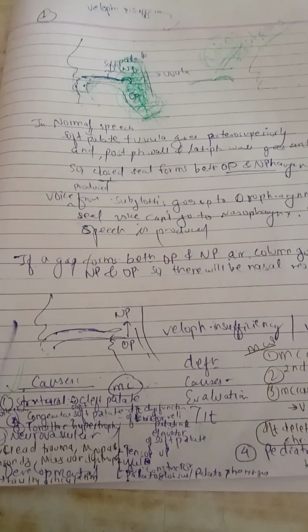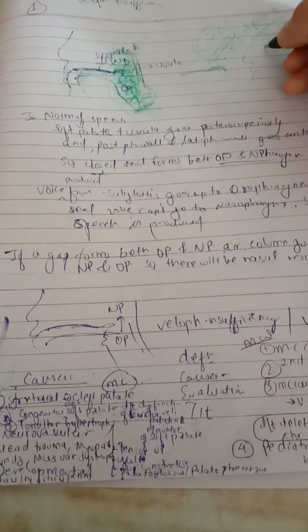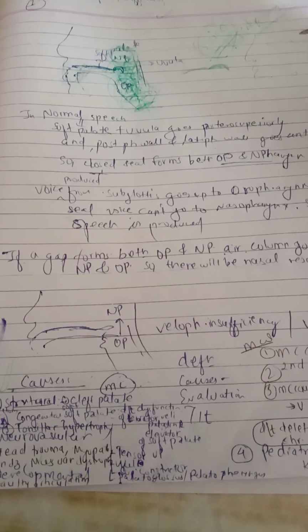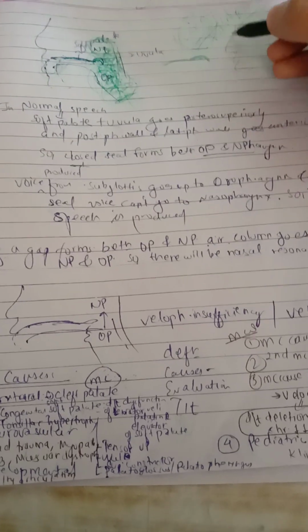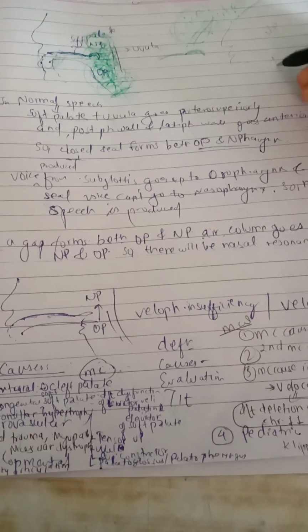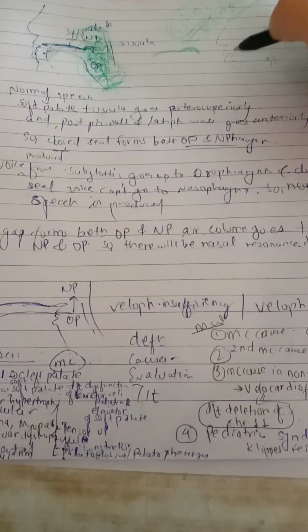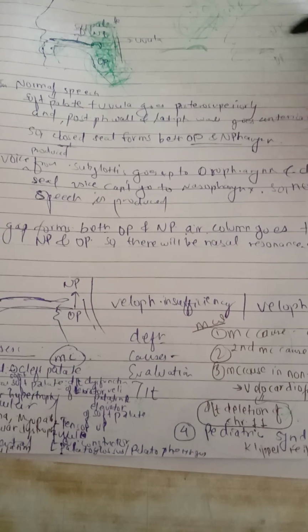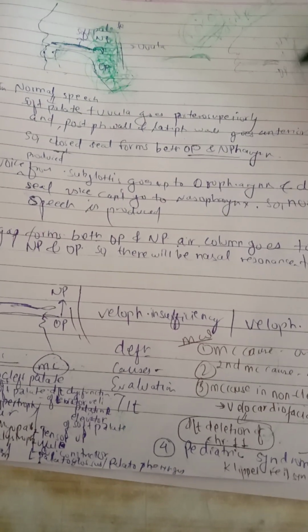I'm talking about velopharyngeal insufficiency now. Before talking about this topic, let me first explain the pathophysiology behind it. In the normal anatomy of the nasopharynx and oropharynx, at the junction between them there is the soft palate, and posteriorly there is the uvula. Then here is the posterior border of the pharyngeal wall, and there is the lateral border of the pharyngeal wall.